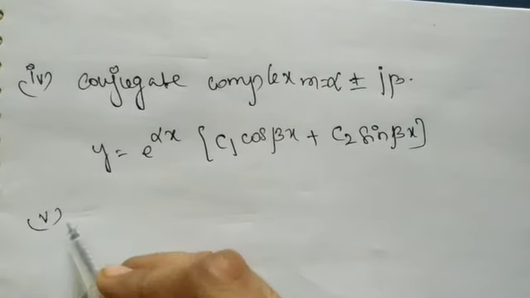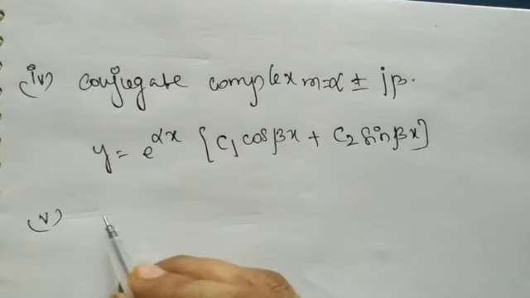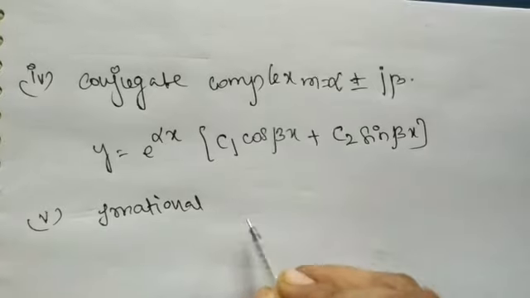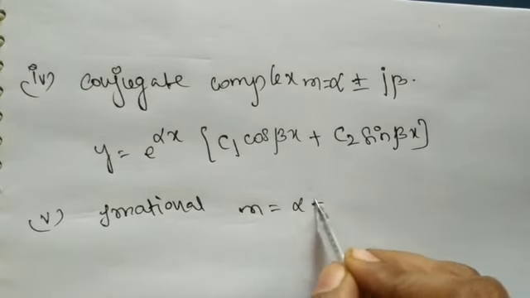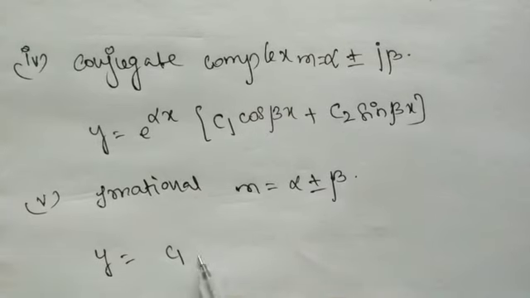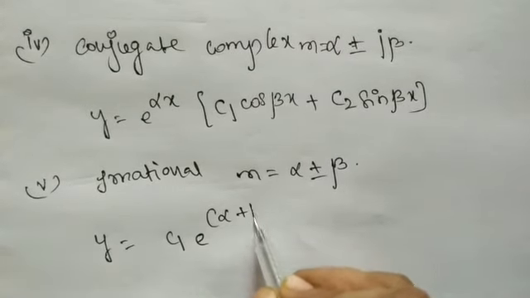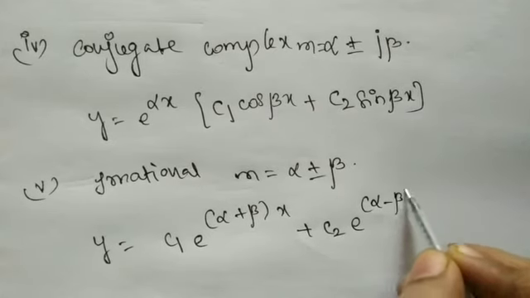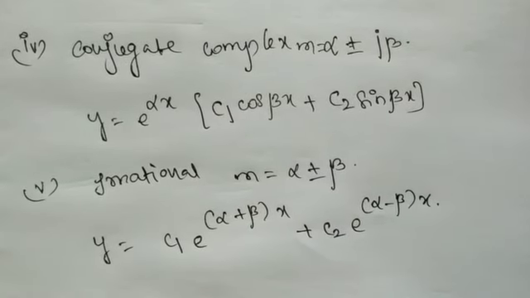Next one, if the roots are irrational, so that is m = alpha ± beta. So y = c1 e^((alpha + beta) x) + c2 e^((alpha - beta) x).